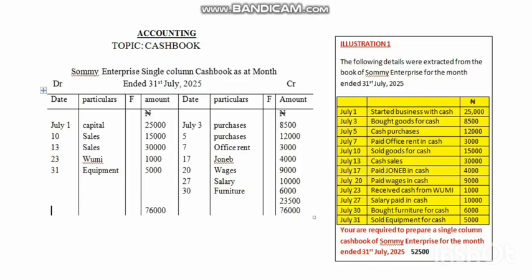Then you write balancing figure. Balance carry down 23,500. Then you close the balance. So if you calculate from here to here, you will get this amount. This is called our balancing figure. Our balancing figure is 23,500.